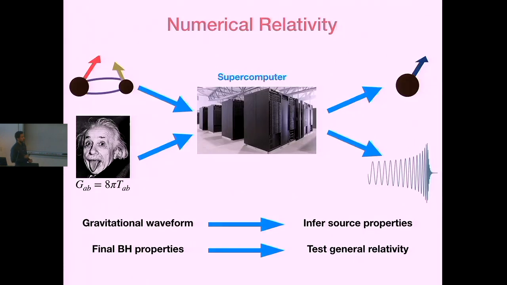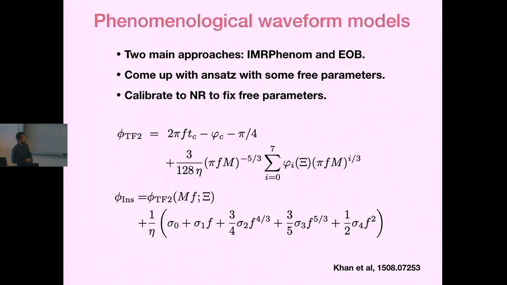However, what we need for LIGO and Virgo is a very cheap evaluation, a very quick evaluation that happens within a fraction of a second. So, to solve the problem, people have used various approximate methods. These are typically called phenomenological waveform models or effective one-body models to bridge the gap between the early inspiral and the merger ringdown.